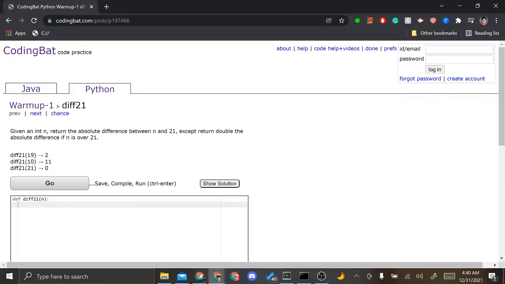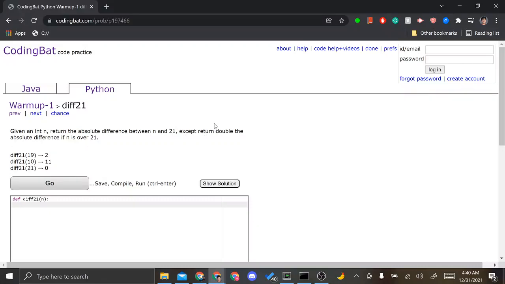They should have maybe put something like 22, just to say that the value should not be 1, right? 22 minus 21. It shouldn't be 1, it should be double the absolute difference. So if you say diff21 and n here is 22, then the result should be 2, the number 2.